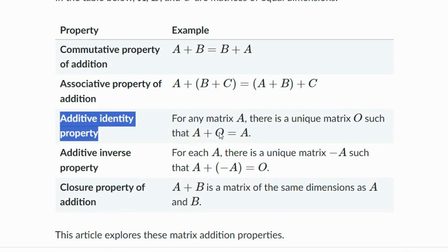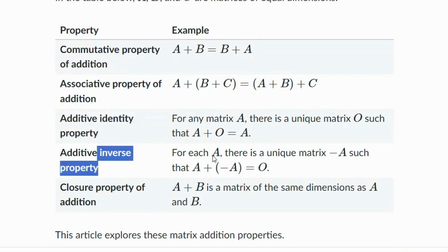There is a matrix to match any matrix. And when you add it to it, you get nothing. And that's the same thing with numbers. If we have 7 plus 0, it's going to equal 7. The additive inverse property: for each A, there's a unique matrix negative A, so that A plus negative A is the 0 matrix. 7 plus negative 7 is 0.